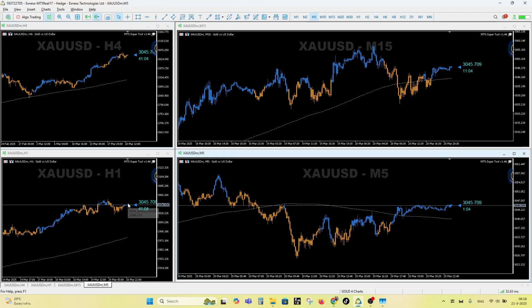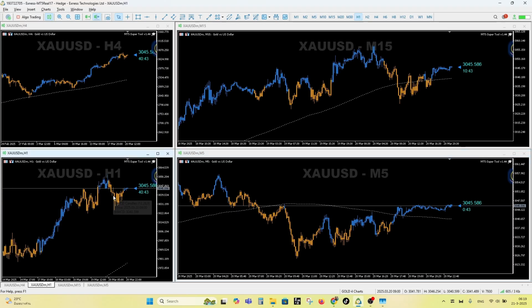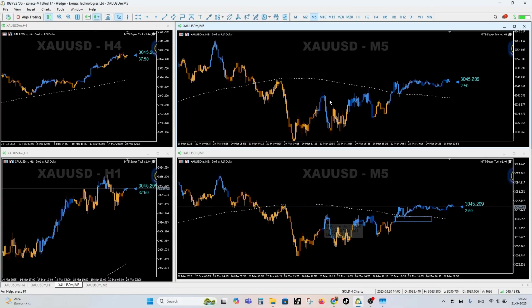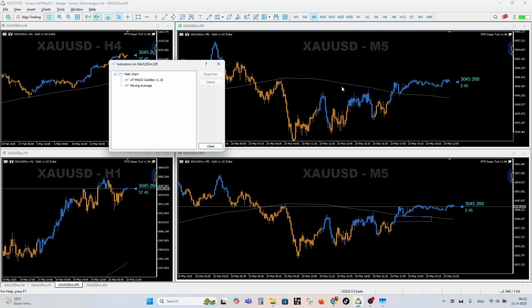Now remember, this setup is for scalpers. For trend riders, just keep all the settings on default. For people who want faster signals to catch the turn faster, but a bit higher risk, here's how you adjust the settings.